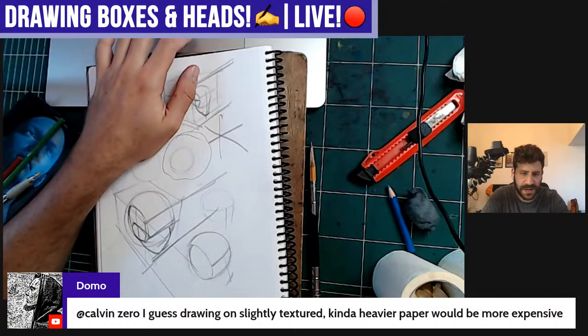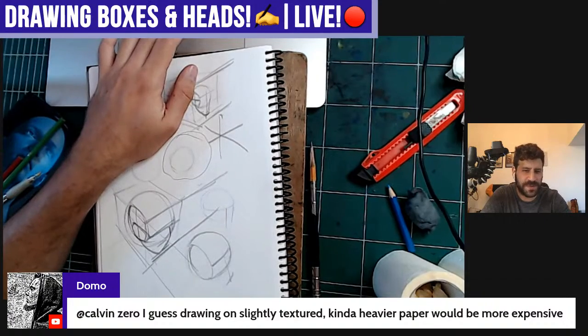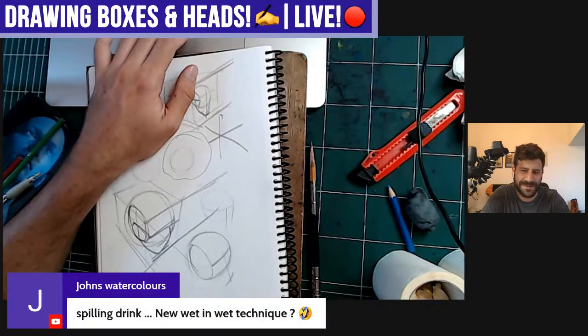Drawing on slightly textured, heavier paper would be more expensive. Yeah, so it's funny, Domo, the textured paper may be more expensive, but the smoother paper is what you want sometimes.